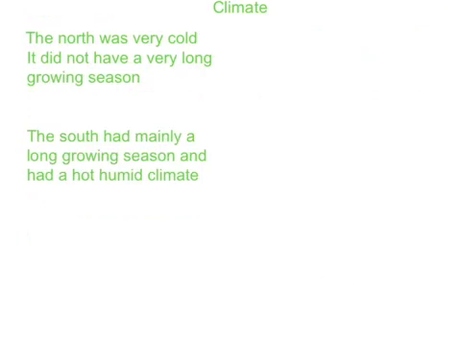The climate between the North and South was very different. The North really wasn't meant for slavery because it was very cold, as well as it did not have a very long growing season, which meant slavery wasn't useful. The South mainly had a long growing season, and it was hot and very humid, which made work hard for slaves. This meant slavery was harder, and it was useful.